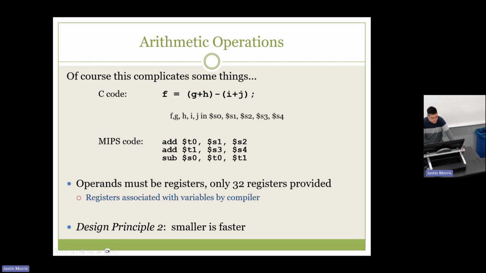So for R types, these operands must be registers, right? But that is just for R types. I types, the three operands, one of them is going to be an immediate. The other principle that we have is that smaller is faster.